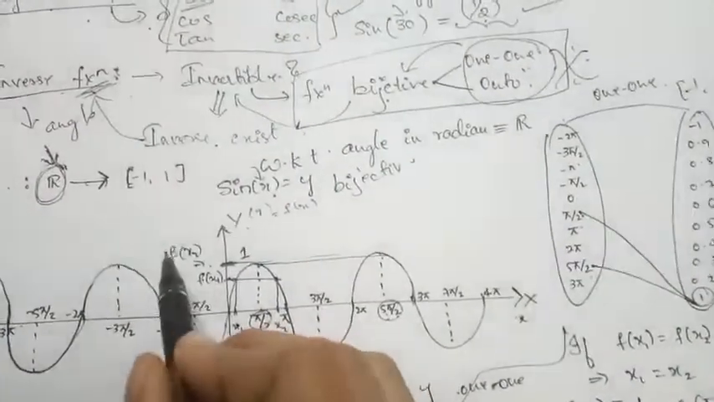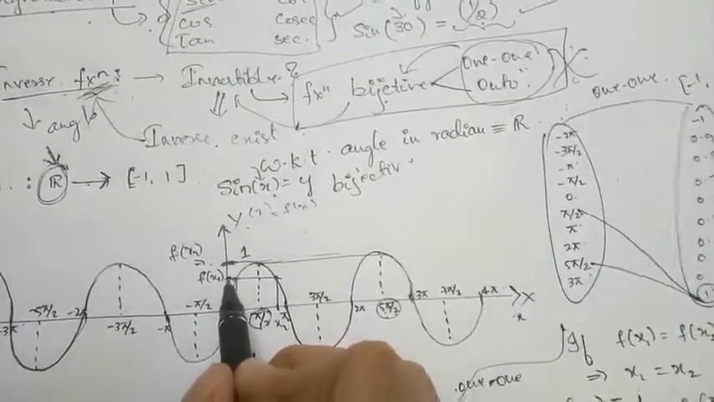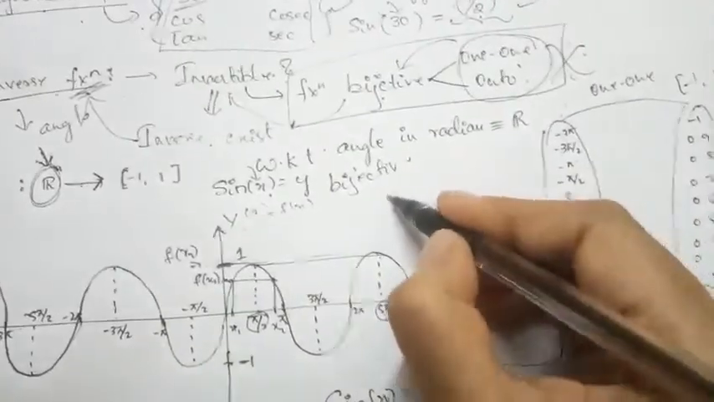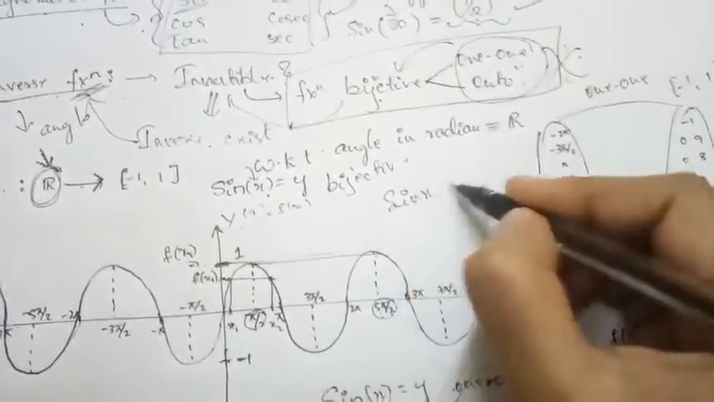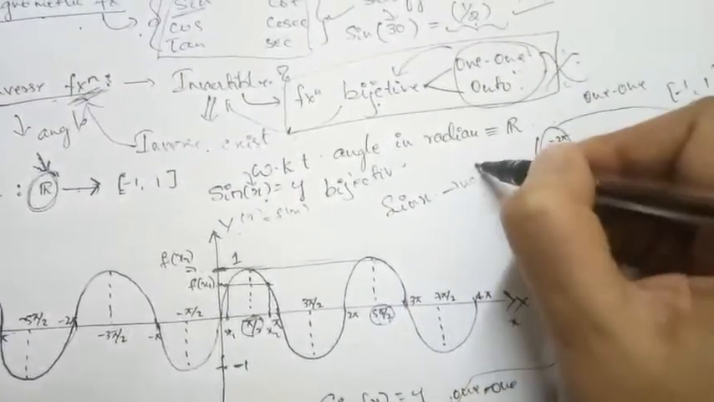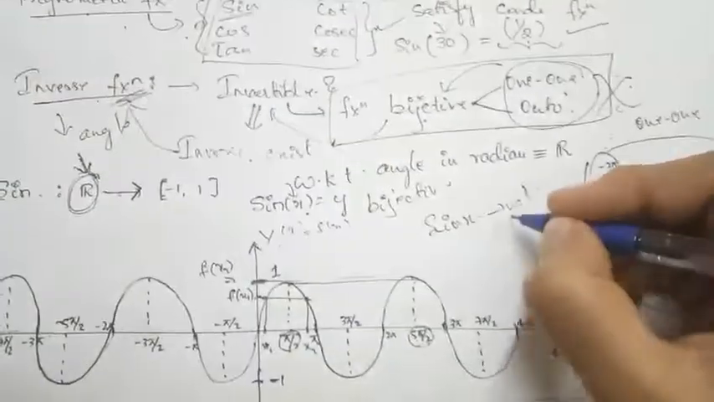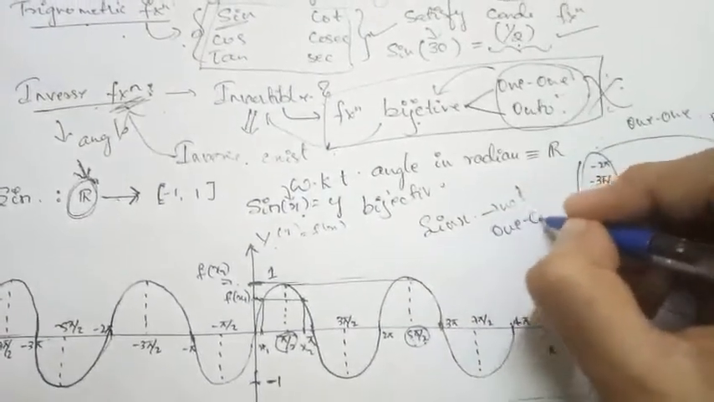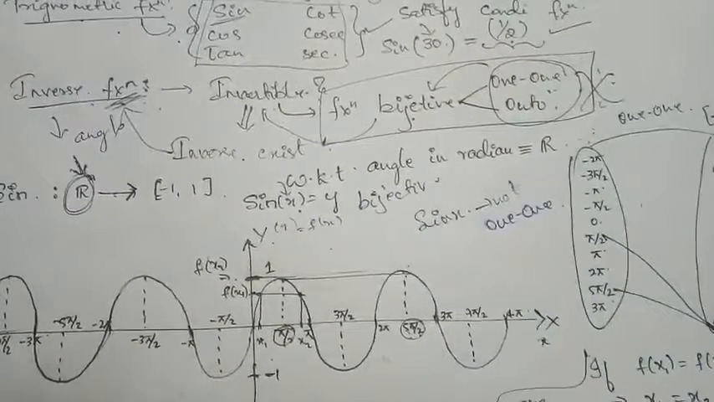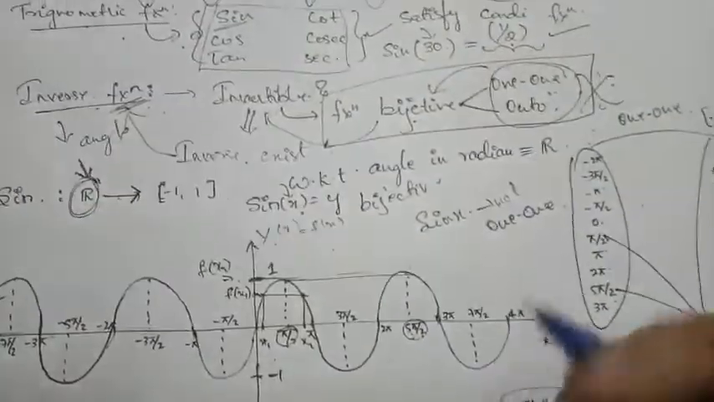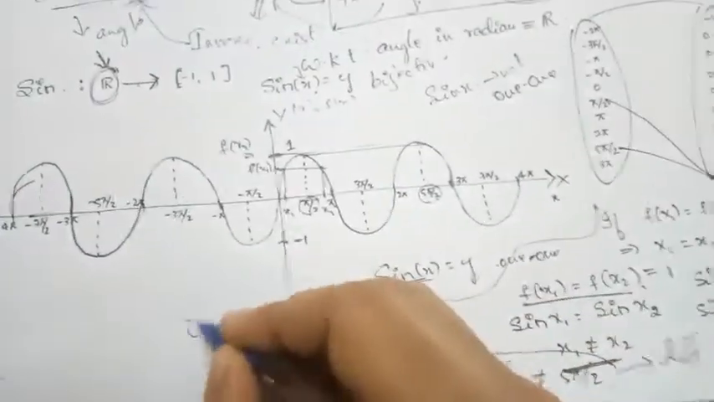Same images, that is f of x here at this point. So the sine function is not a 1-1 function. Suppose we talk about an onto condition.